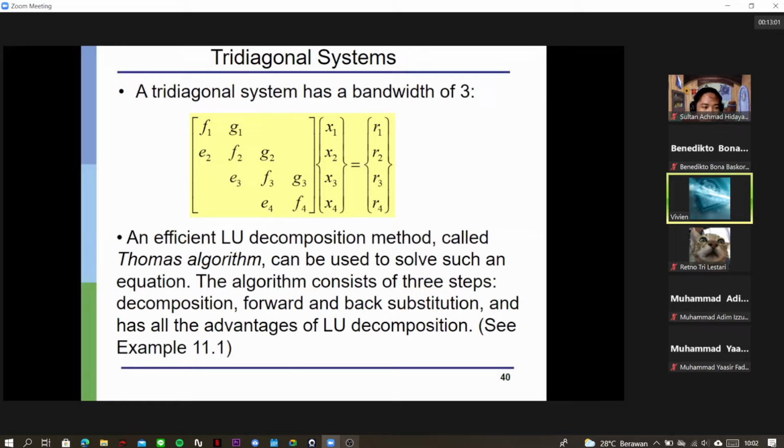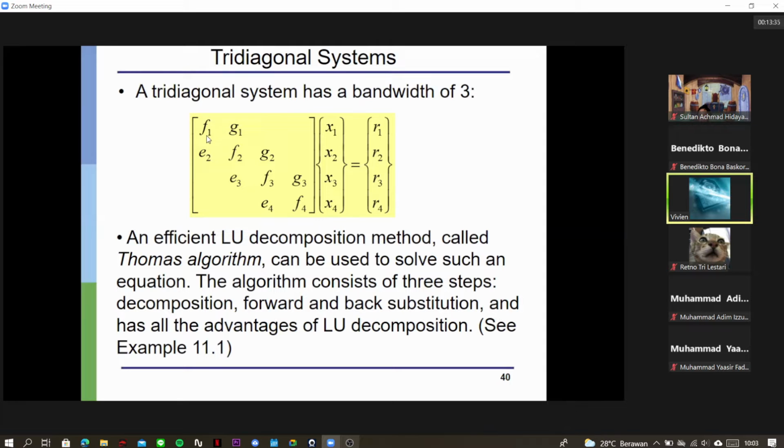So the most simple example is, for example, a bandwidth of 3. If we have a bandwidth of 3, it means that the nonzero elements only fill 3 diagonals near the main diagonal, like this one. So here we have the term 3-diagonal system. It means that we only have 3 diagonals of elements filled in the coefficient matrix.